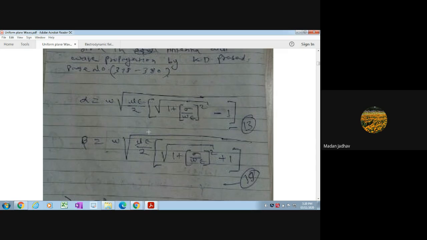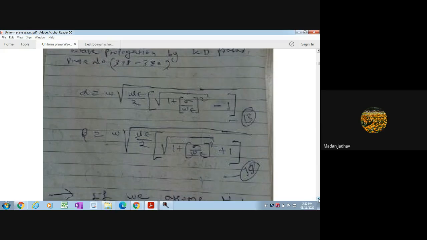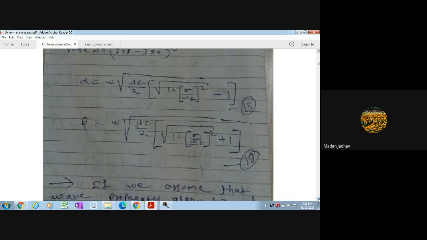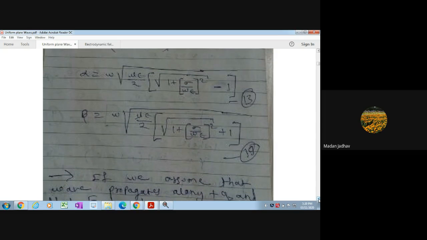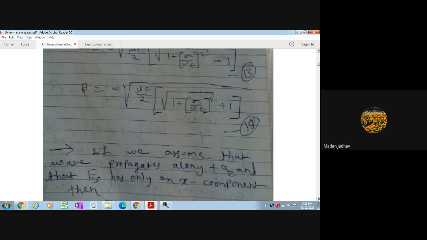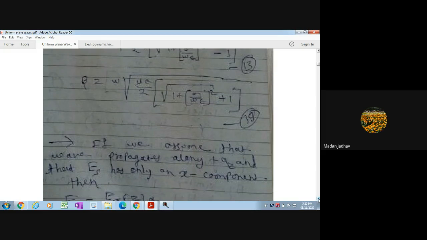and also sigma, the conductivity, and you should also know the frequency of the wave which is propagating through the medium. All these quantities or parameters should be known to you. Then you can find the attenuation constant and also the phase constant. These are the equations, and you can note them down. They are called the attenuation constant and phase constant of the wave propagating through the medium.